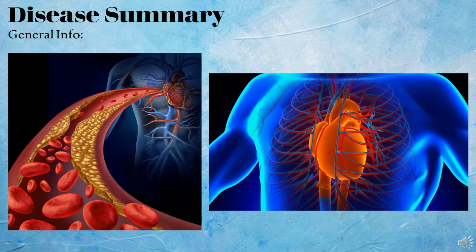Coronary artery disease is the most common type of heart disease in the United States. It can be referred to as coronary heart disease or ischemic heart disease. Coronary artery disease is a cardiovascular disease. Cardiovascular diseases can be defined as a type of disease that affects the blood vessels or heart in our body.